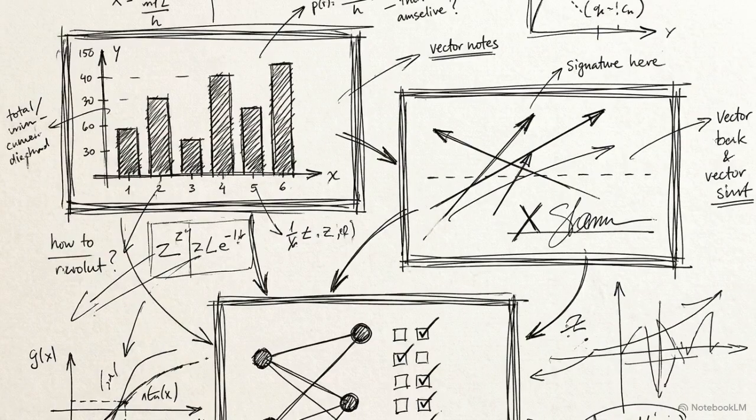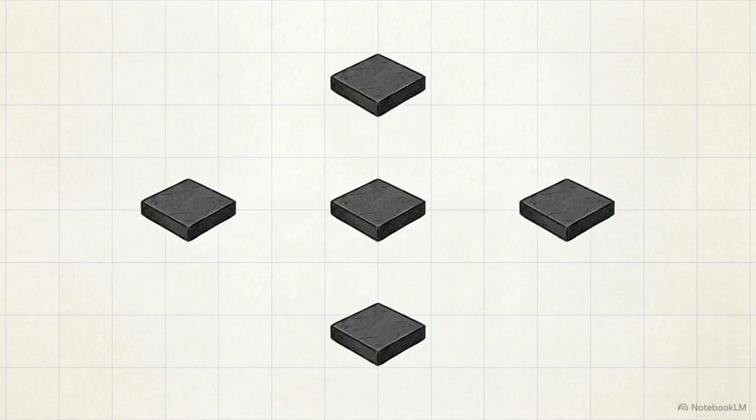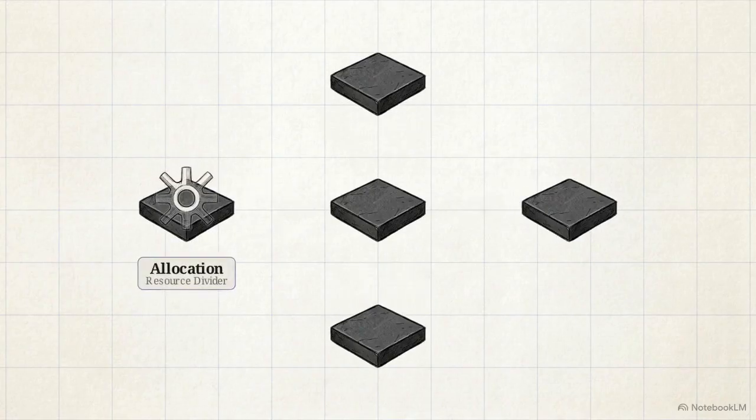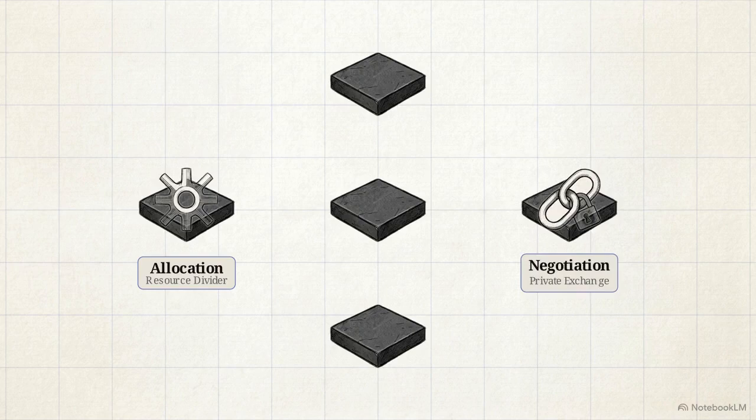Every complex organizational decision can be distilled down to a small set of recurring interaction types. This visualization maps the first two shapes. Allocation handles how to divide a finite resource, like capital or compute. Negotiation settles the terms of a transfer between parties holding private information.